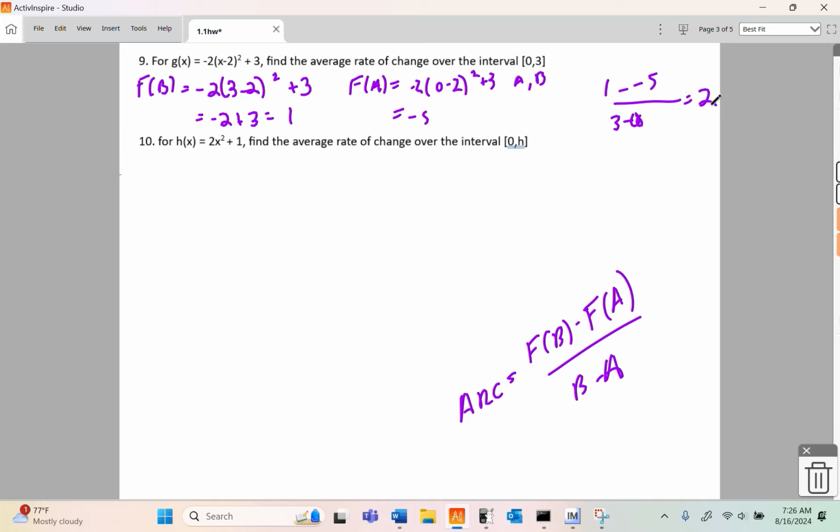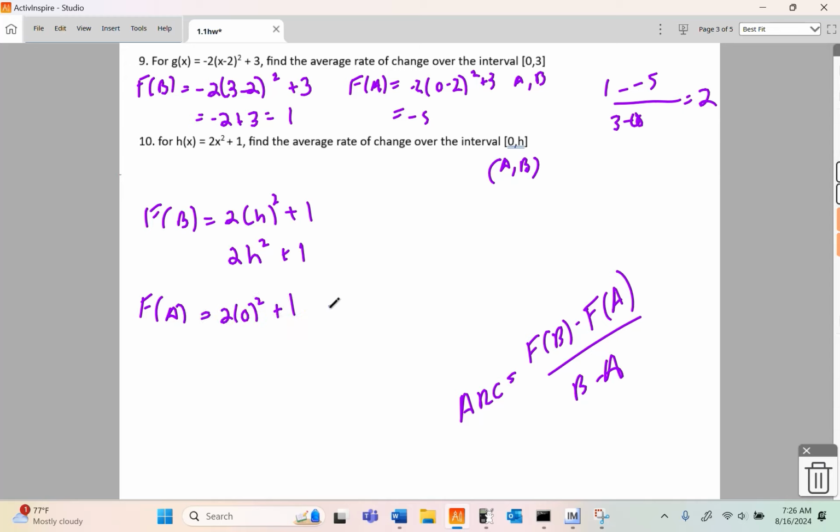Now this one has a new letter in it, but this is still a, this is still b. So to find f of b, I'm going to let my x be an h. I don't know what h is, it's just a variable. And I end up with 2h squared plus 1, because h squared is h squared. To find f of a, I plug in a 0. And this ends up being what, 1? Because 0 squared is 0 times 2 is 0 still. I had 1 or 1.